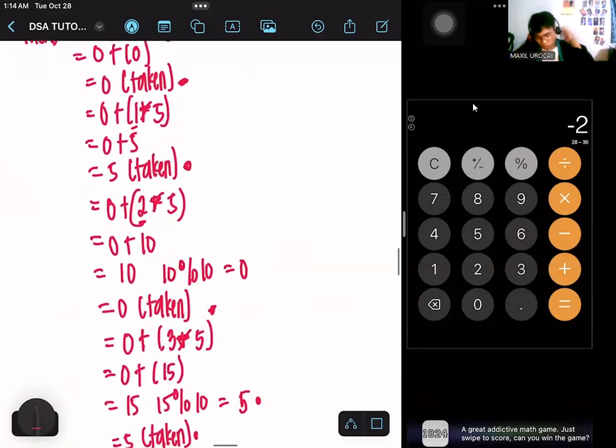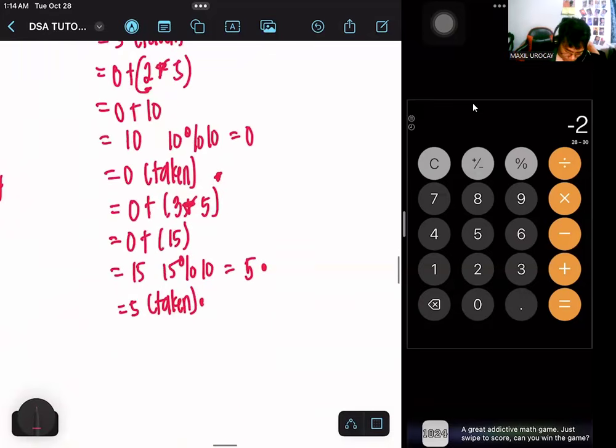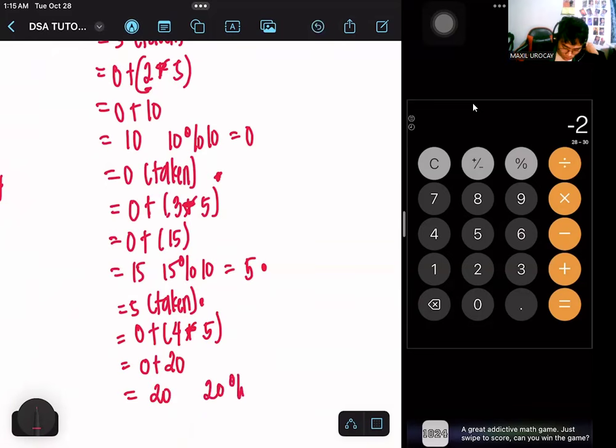So since this is the first 5 and second 5, then first 0 and second 0, we are able to have a data collision really that much. And then right now, let's try to run through for the fourth one. 4 times 5 will become 0 plus 20, and 20, it will be the same thing. 20 over 10, it will become 0. So this is taken. So this is the third time.